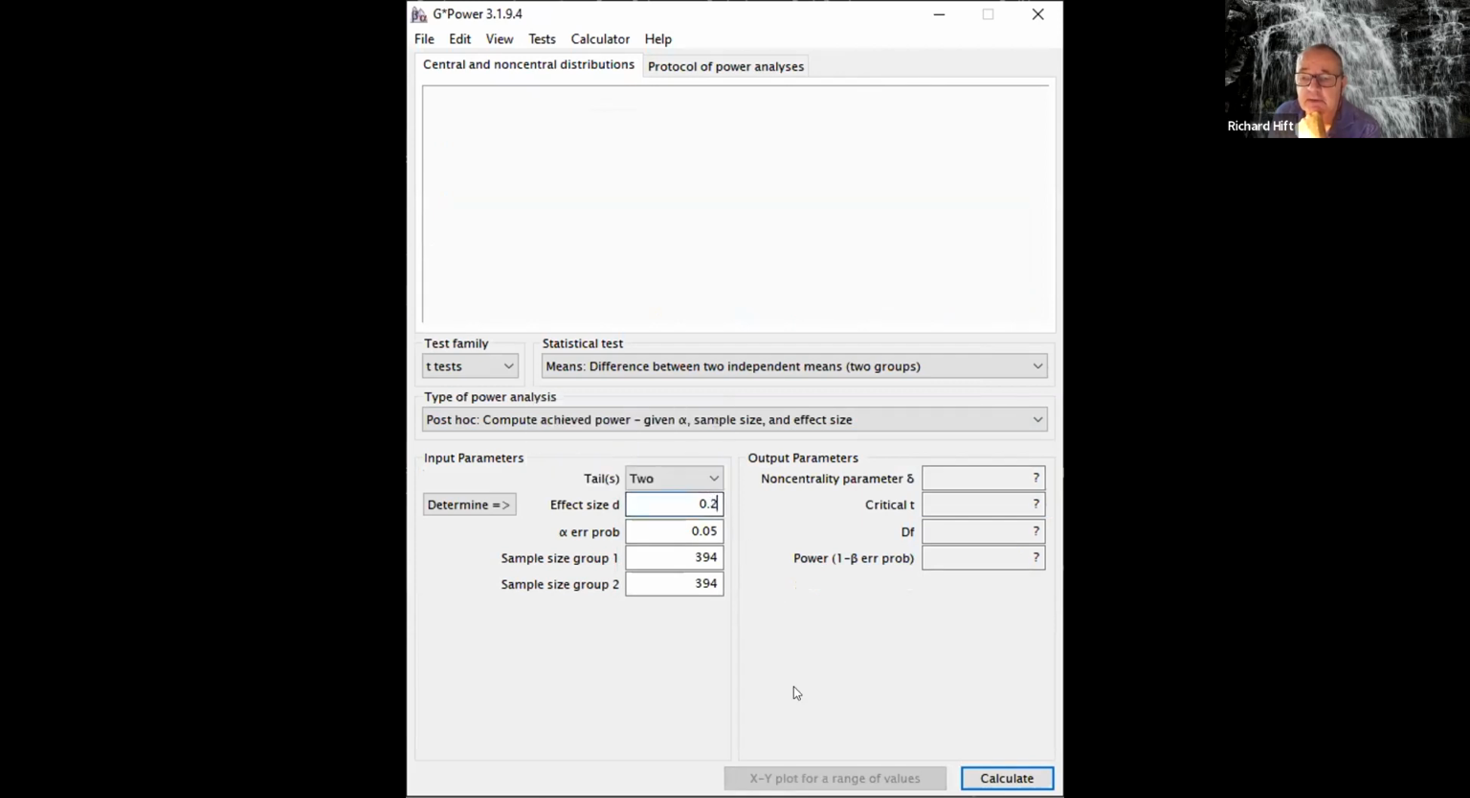So you tell me, I think my effect size is 0.2. In other words, I'm expecting a fairly small effect. Okay. This is my sample size. I've managed to recruit 50 in each group. Okay, that's all I had the money for. Tell me, what will my power be?